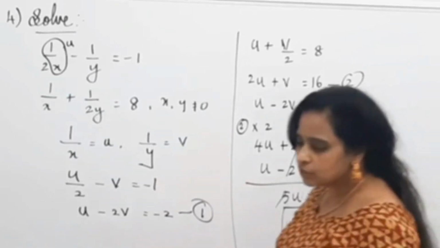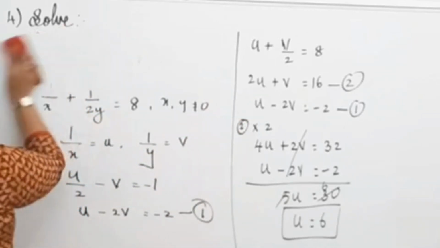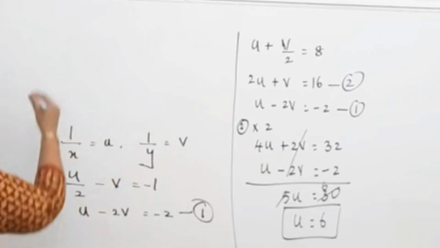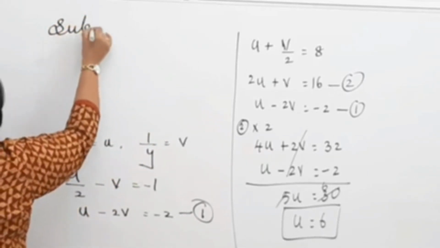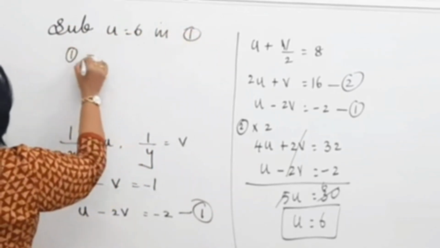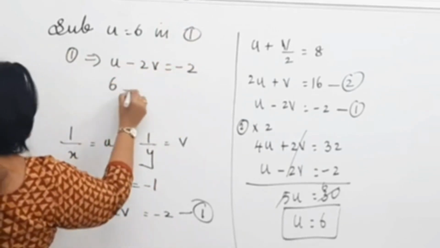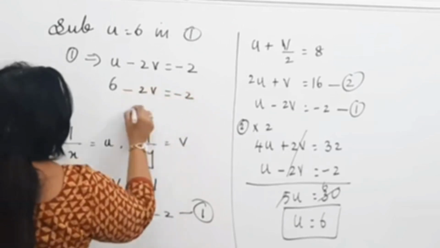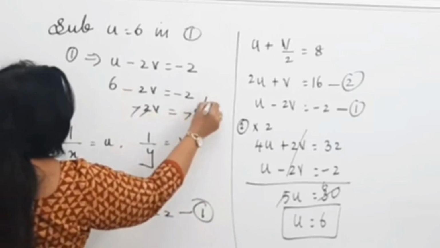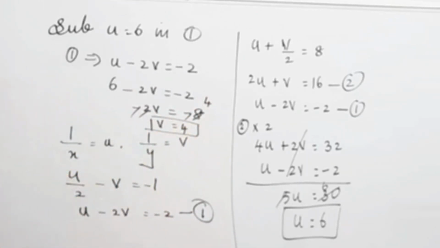Now we'll go and substitute in any one of these two equations to get my v value. So substitute u is equal to 6 in the first equation. Your first equation says u minus 2v equal to minus 2. That is 6 minus 2v equal to minus 2. Minus 2v is equal to minus 8. Minus minus gets cancelled. 2 and 8 get cancelled. My v is equal to just 4. So u and v, I got it.